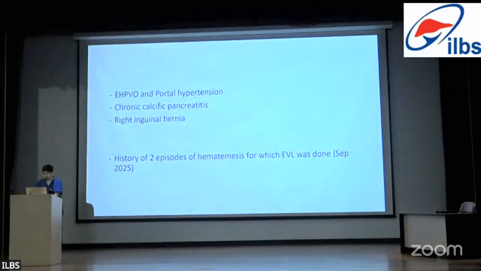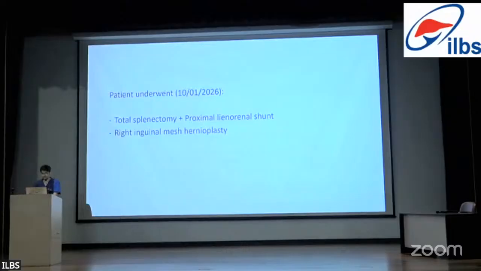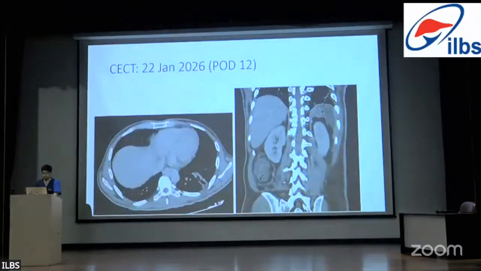So this was the final diagnosis, EHPVO with portal hypertension. There was chronic calcific pancreatitis and a right inguinal hernia. There was a past history of 2 episodes of hematemesis for which EVL was done. So for this, the patient underwent splenectomy along with a proximal lienorenal shunt, along with right inguinal mesh hernioplasty. On post-op day 12, the patient had persistent high-grade fever for which CECT was done.